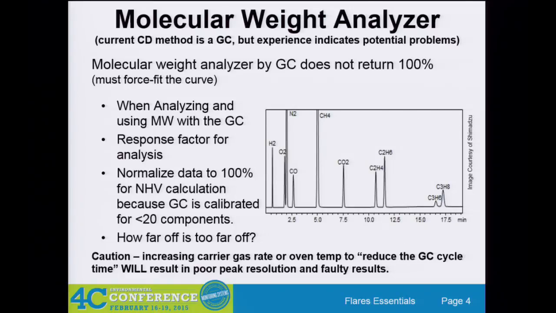One other thing, especially with GCs and the runtime: we hear a lot of people say, well, we'd like to just speed it up. How can you speed up the GC, by increasing carrier gas rates, maybe messing with the oven temperatures? Generally, this isn't the best solution, because you can end up getting worse peak resolution as things get mashed together. You really want that good peak resolution so that you can know what all those compounds are.